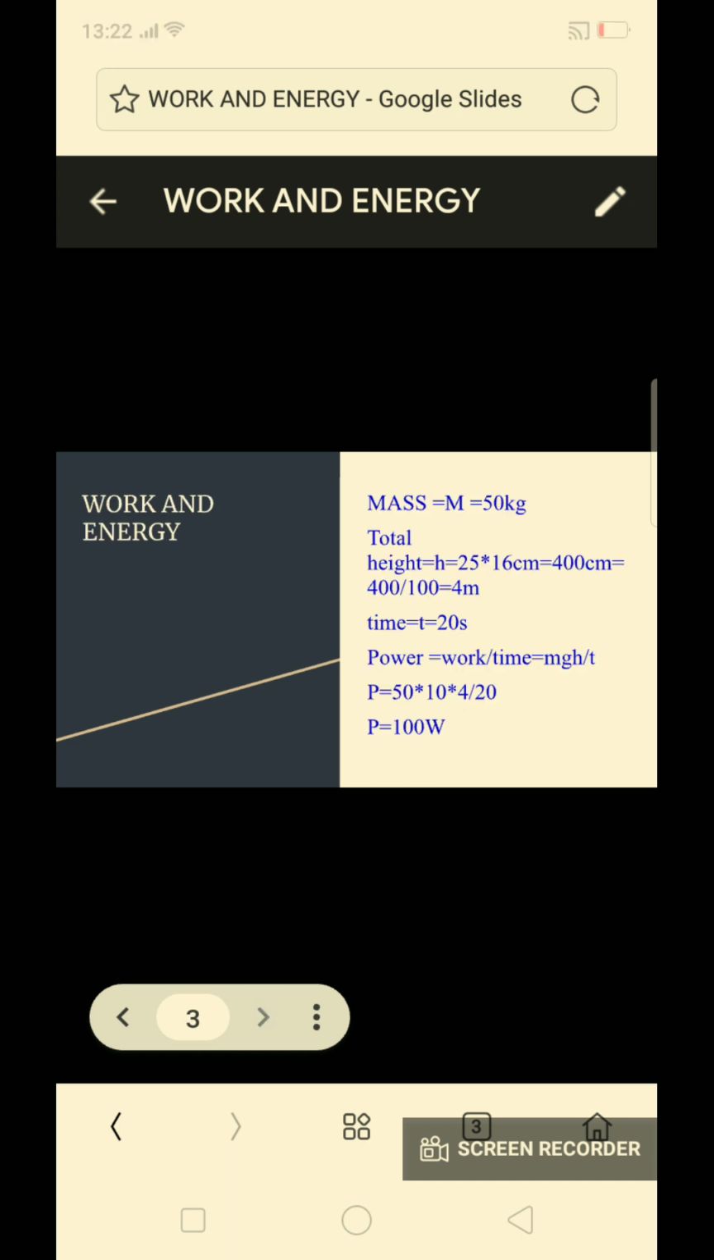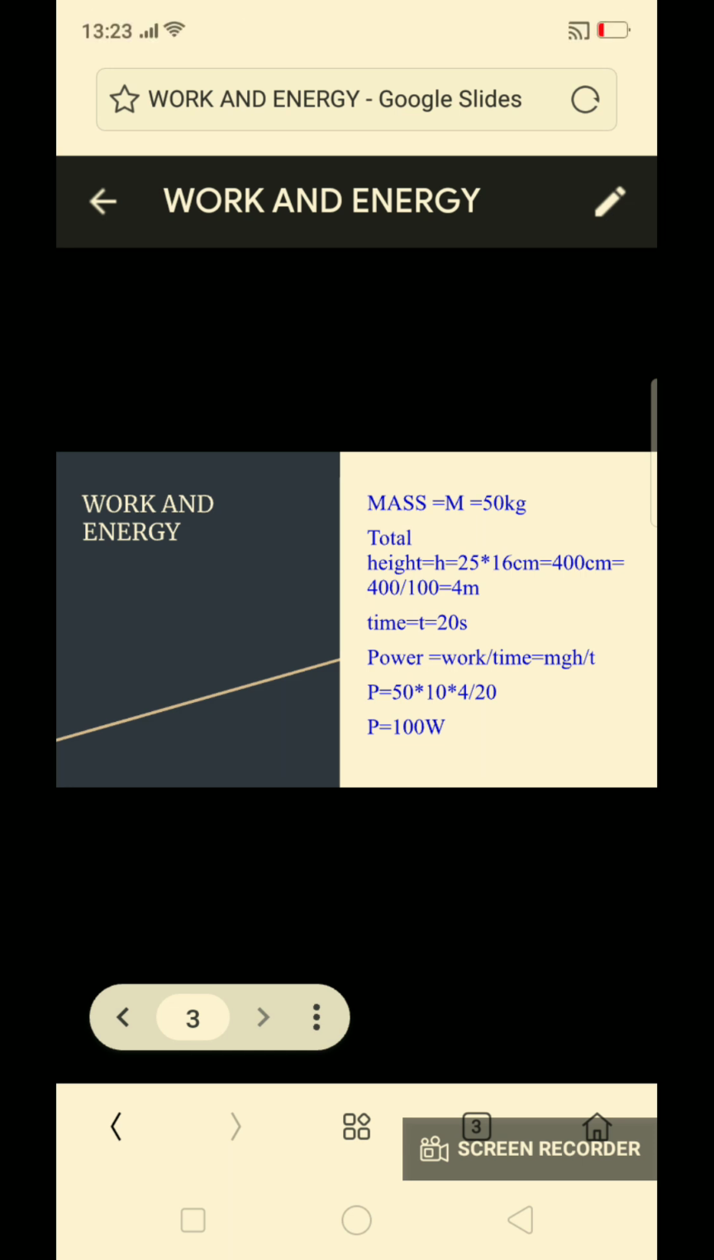So here is the data. Mass is 50 kilogram, and each step is 16 meter high. So we have to multiply 25 with 16. What answer do we get? We get 400 centimeter. Now, in order to convert centimeter into meter, we have to divide it. The answer we get is 400 centimeter. 400 divided by 100 is equal to 4 meter. Time we get is 20 seconds.